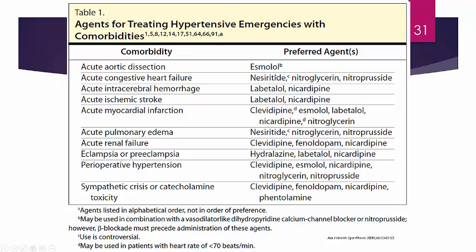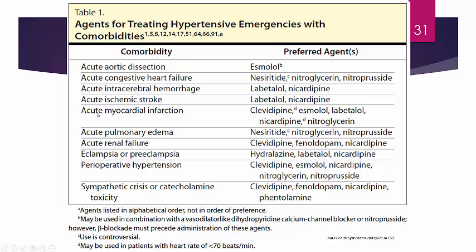In regards to acute aortic dissection, we said that Esmolol was the first line choice for that. We discussed with ADHF, or acute decompensated heart failure, that the preferred agents would be Nesiritide, nitroglycerin, and nitroprusside. And that kind of goes along with the diagnosis of acute pulmonary edema, being Nesiritide, nitroglycerin, and nitroprusside. In regards to patients who have strokes, particularly acute ischemic stroke and acute intracerebral hemorrhage, the preferred agents for those are Labetalol as well as Nicardipine.